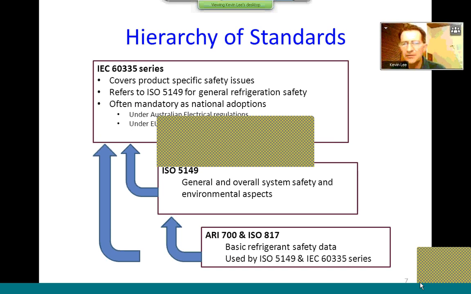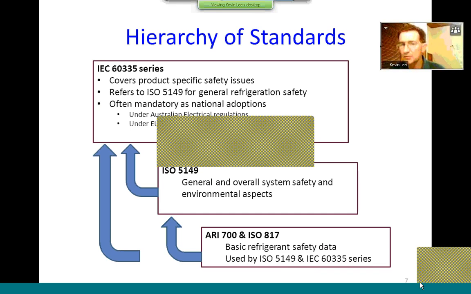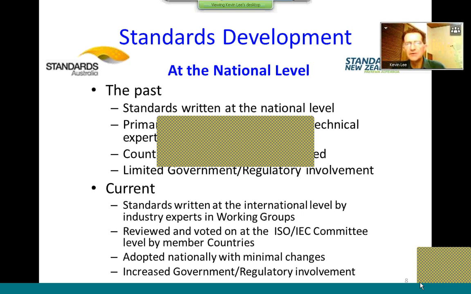And above that, we have, as an example here, the IEC 60335 series of standards. These are product-specific standards covering safety issues, and now they're starting to bring in environmental issues. This set of standards can refer to ISO 5149 for general refrigeration safety issues, and they're often mandatory as national adoptions. Compliance with the 60335 standards, for example, is mandatory in Australia under our electrical regulations. And in Europe, they're one of the harmonised pathways to prove compliance at the national level. Here I've got up the symbol for Standards Australia and also Standards New Zealand.